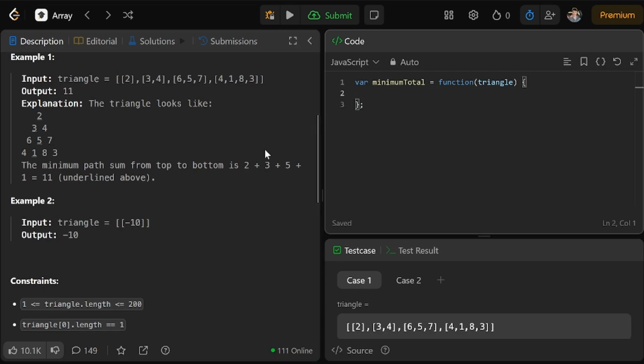To do this, we need 2 for loops, one to start at the second to last row. So let's do that. For let i equal triangle dot length. So it's got 1, 2, 3, 4, and we want the second to last, which is at index 2, that is 0, 1, 2. So we have to subtract 2. And then while i is greater than or equal to 0, we decrement i and go to the next one.